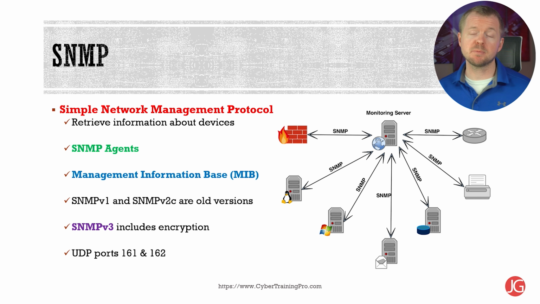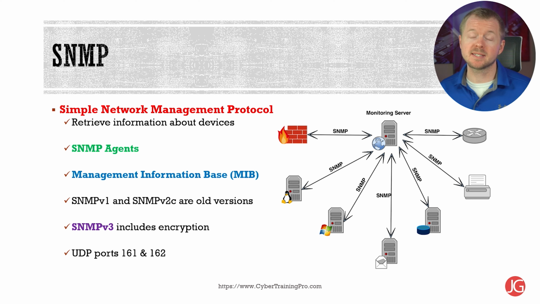The Simple Network Management Protocol, or SNMP, is a protocol that allows you to retrieve information about devices like CPU usage, network utilization, and firewall hits. SNMP agents are installed on systems to collect information from a management information base, or MIB, and it can send them to a central server. When this is enabled, it's quite remarkable how much information that you can actually retrieve.